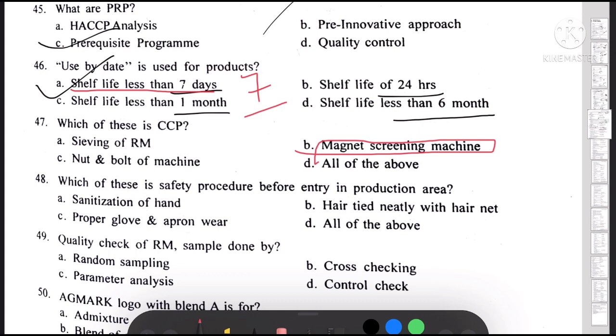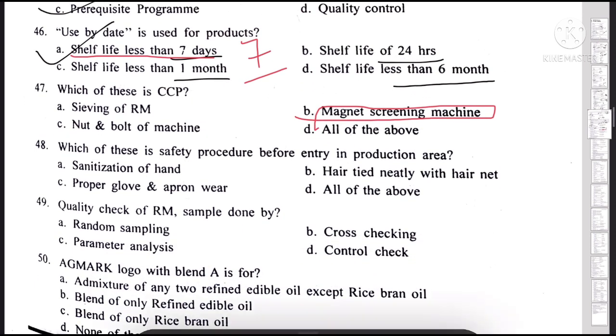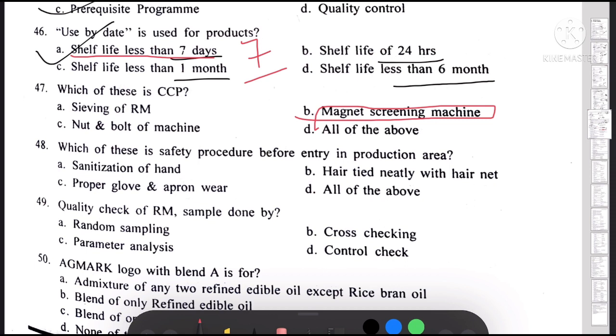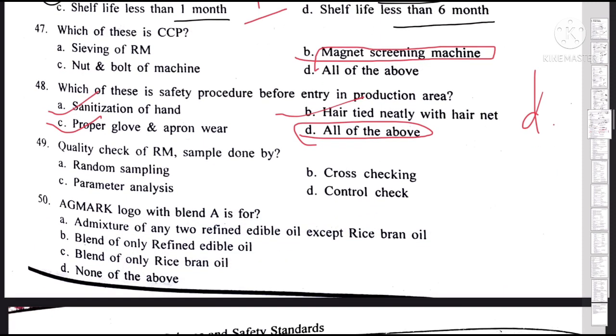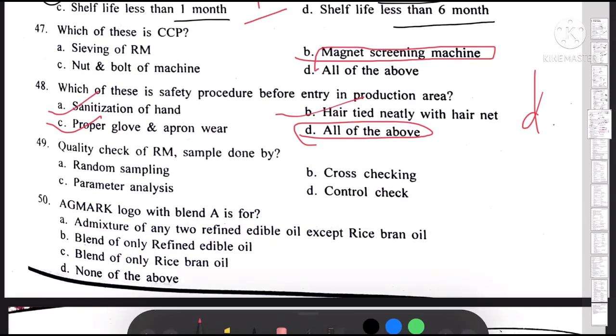Next. Which of these is a safety procedure before entering the production area? Sanitization of hand, hair tied neatly with hair net, proper gloves and apron wear, or all of the above. Correct answer is all of the above. D is the correct answer. Next. Quality check of RM sample is being done by random sampling, cross checking, parameter analysis, or control check. So the quality check of RM sample is done by random sampling.